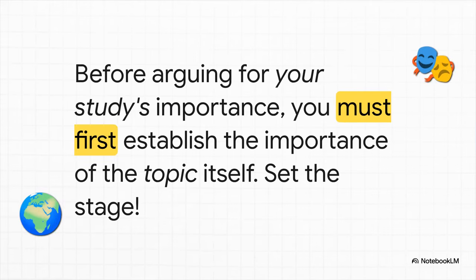Okay, I really want to emphasize this last point. It is absolutely crucial. Before you can argue for why your study is important, you first have to convince the reader that the entire topic is important. You have to sell them on the idea that listening comprehension, for example, is a vital skill for millions of people before you can argue that your new course is a worthwhile project. You have to set the stage first.